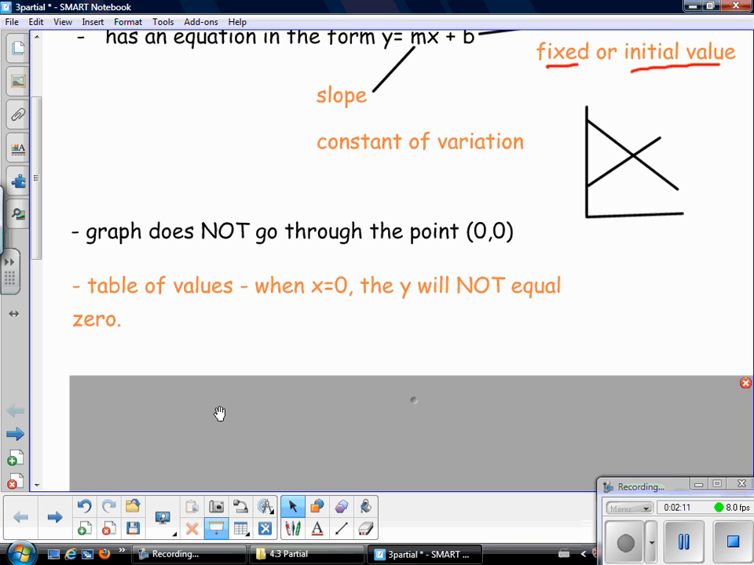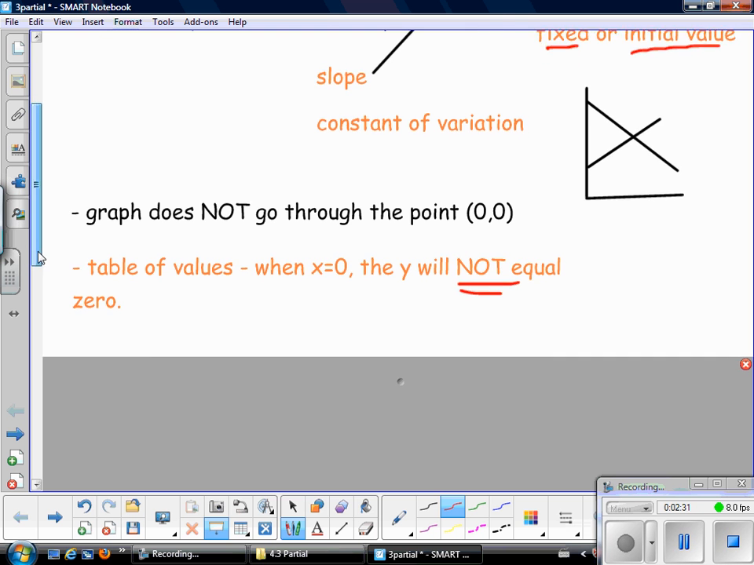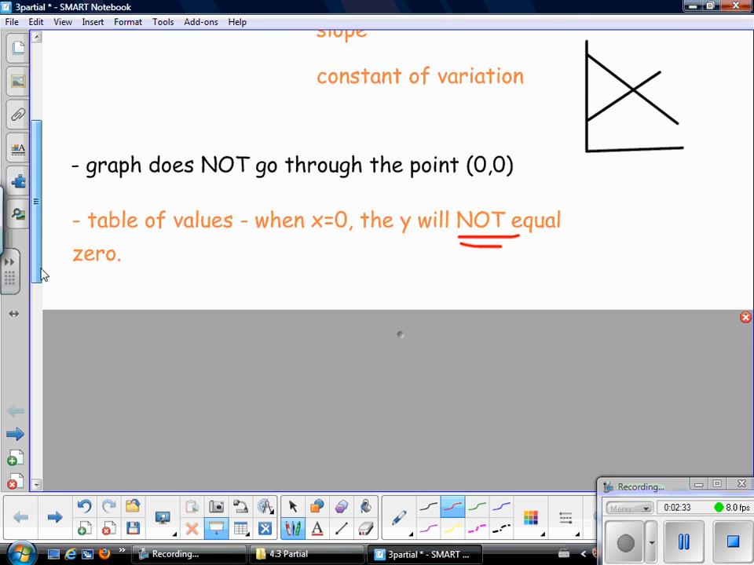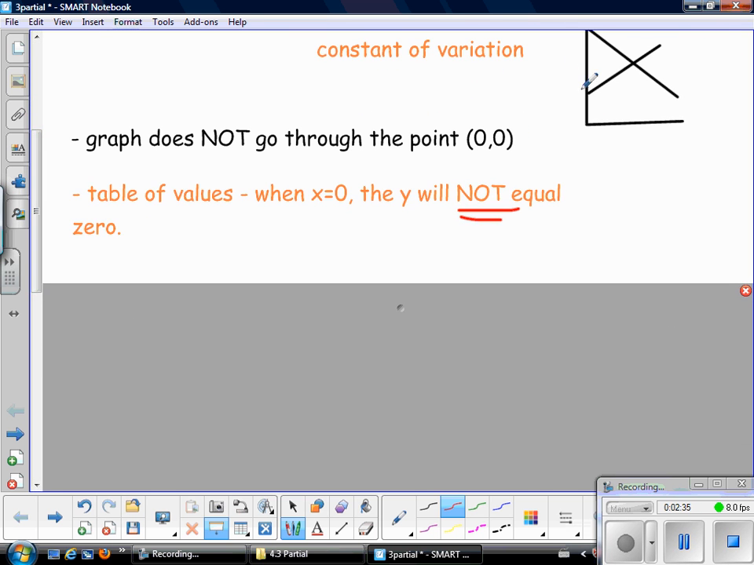The table of values is different as well. Notice that's kind of highlighted. In the table of values, when x equals 0, the y will not, and I repeat, will not equal 0. Okay, so that's how I can tell that it's a partial variation. So if I have a graph, I can tell whether it's direct or partial.